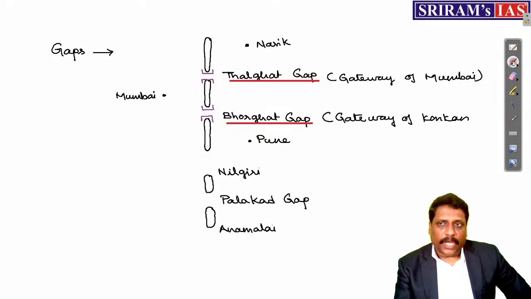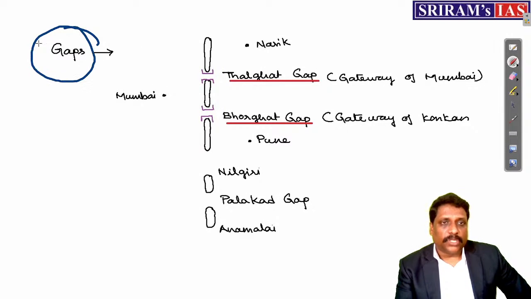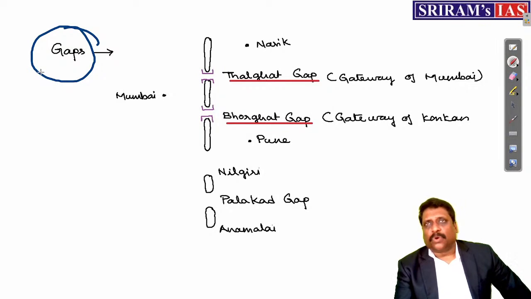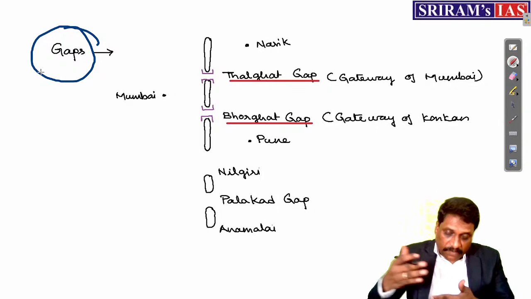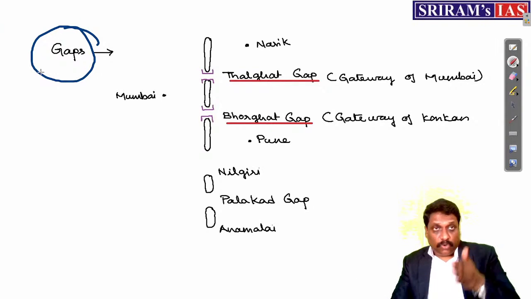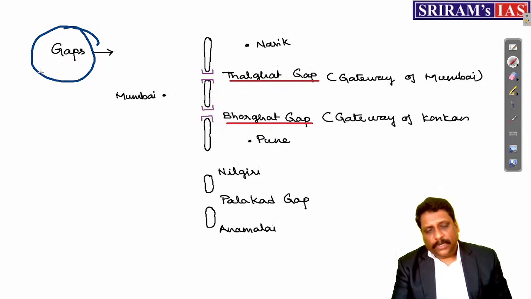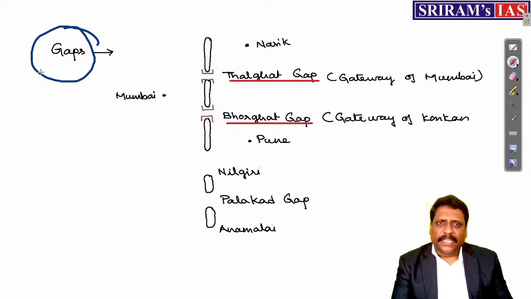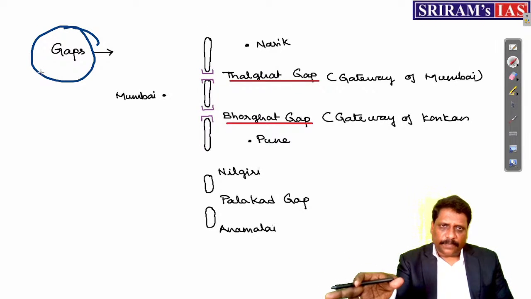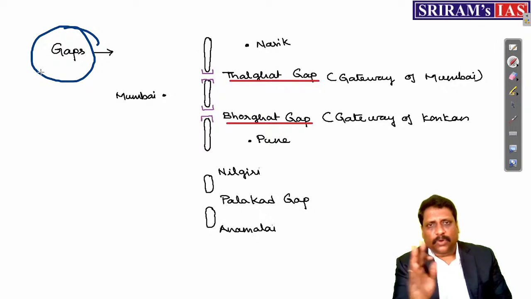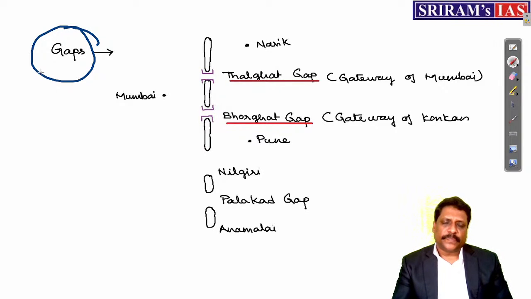Right, my dear friends. And we do have some very important gaps along the Western Ghats. See, what is a gap? The Western Ghats is a continuous mountain, and the western side of the Western Ghats is known for very steep slopes. Technically, we call them escarpments. If that is the case, the Western Ghats is a continuous mountain separating the peninsular part of India, the interior plateaus, and the coastal plains, particularly the west coast plains.